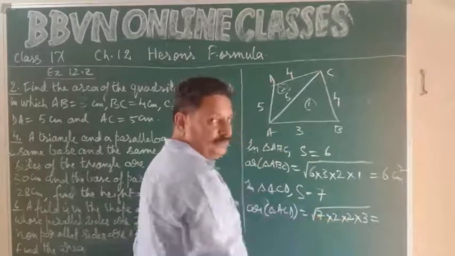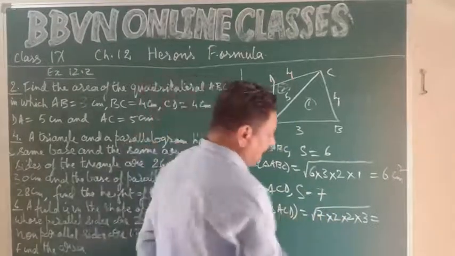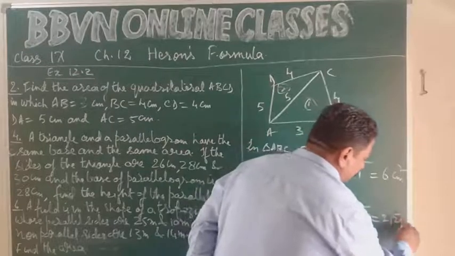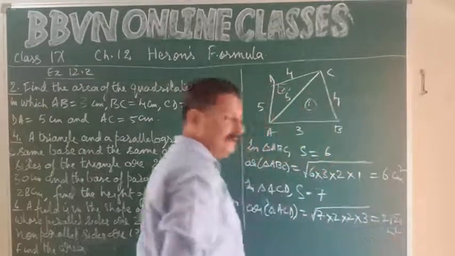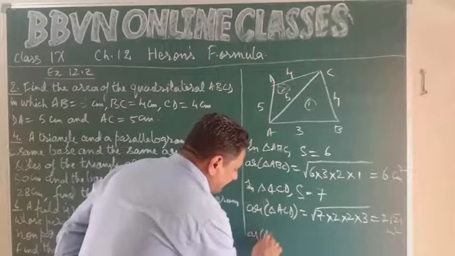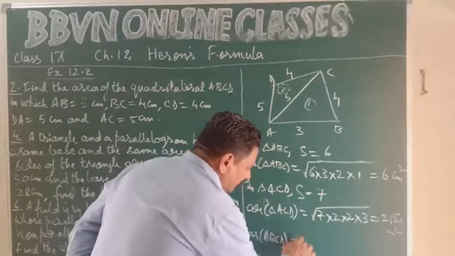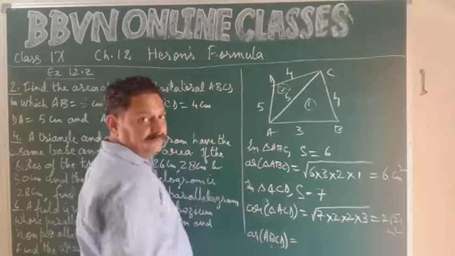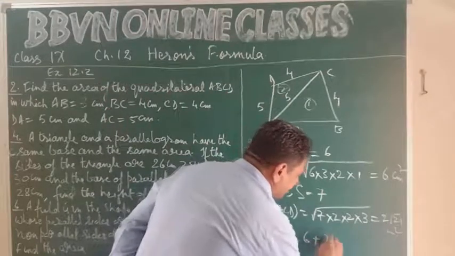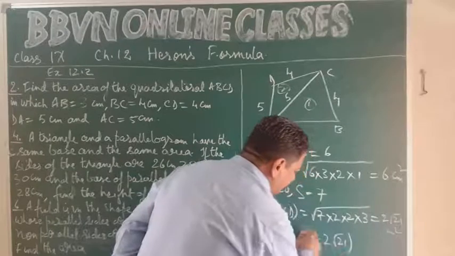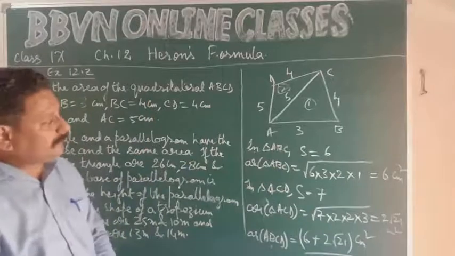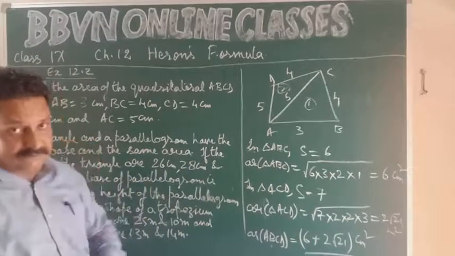So 2 into 2, 2 square. This comes out of the square root, becomes 2. And 7 into 3, 21, under root 21 centimeter square. This is the area of the second triangle. So area of quadrilateral ABCD is equal to the sum of the areas of both the triangles. That is 6 plus 2 under root 21 centimeter square. Understood? So this is how we will solve question number 2.